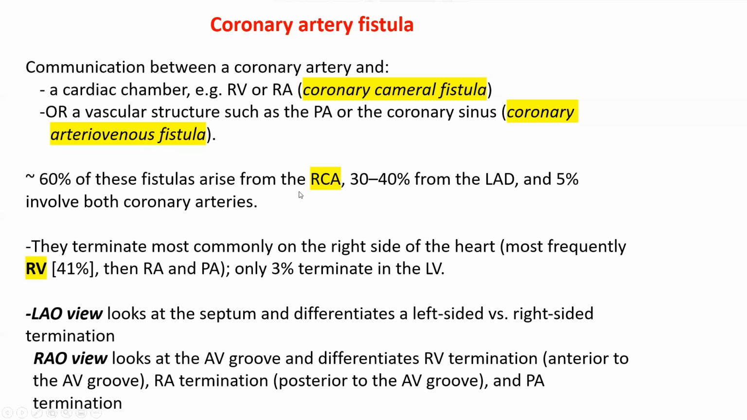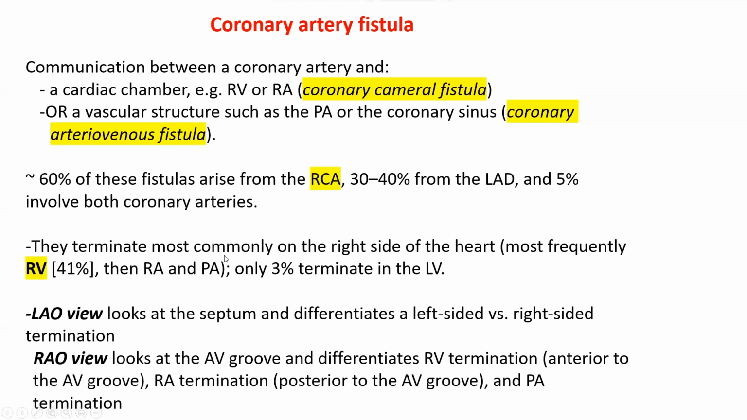60% of those fistulas arise from the RCA, most of the rest are from the LAD. So most often RCA, next is LAD, rarely circ. But the very important thing to remember is that they very often finish on the right side of the heart, almost always, not always, but 97% of the time, and overwhelmingly in the RV and sometimes the RA. So if you remember one termination, remember right side, most often RV.